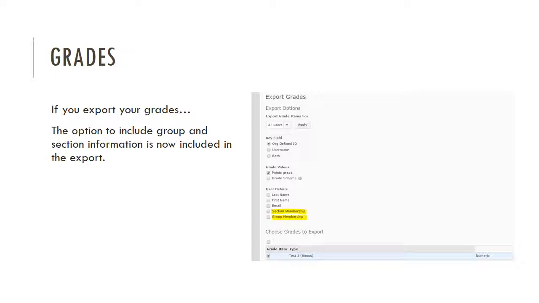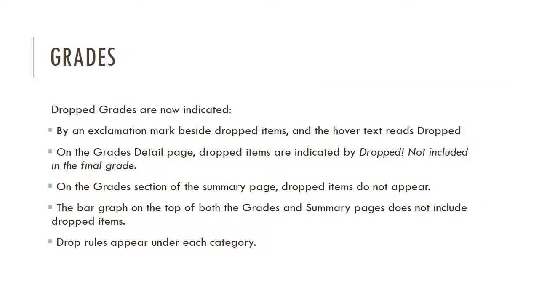All right, and grades. If you like to export your grades to Excel, there's now some additional information you can export, such as section membership and group membership. Also in the grades, dropped grades are now easier to see. They're marked by an exclamation mark beside dropped items in your gradebook. And by the way, any of those little symbols you see in D2L, you can put your mouse over it and it will tell you what it means. So there's some additional markings to say and show that these items have been dropped.